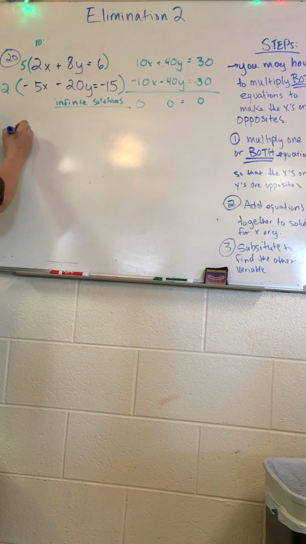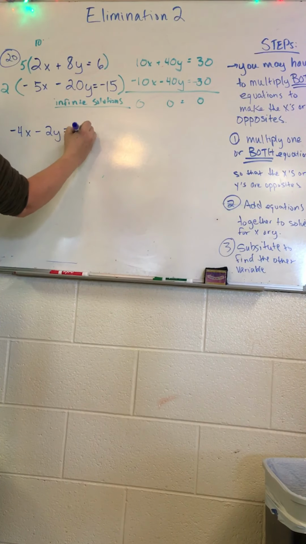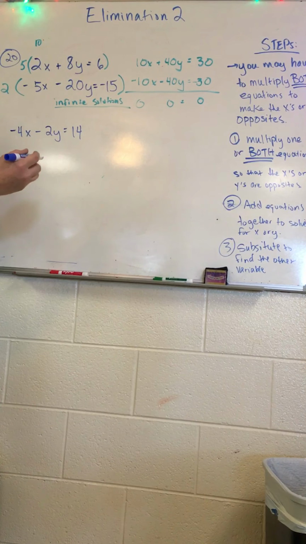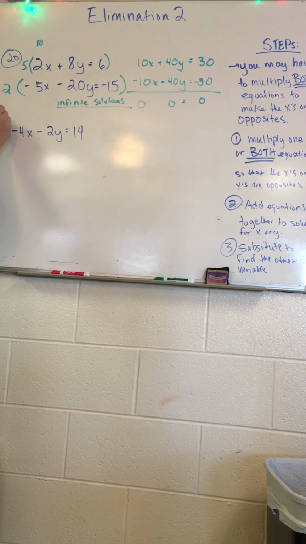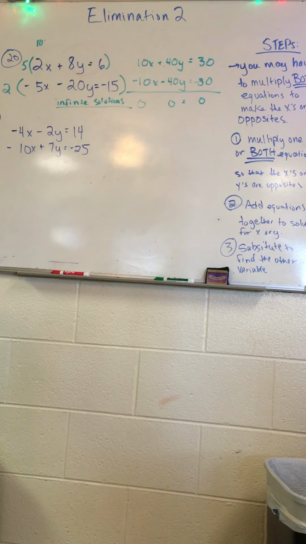So we have negative 4x minus 2y equals 14. Wait, what number? This is going to be number 19. And then we have negative 10x plus 7y equals negative 25. So I want to pick one of these to modify, okay? One of the variables, that is.